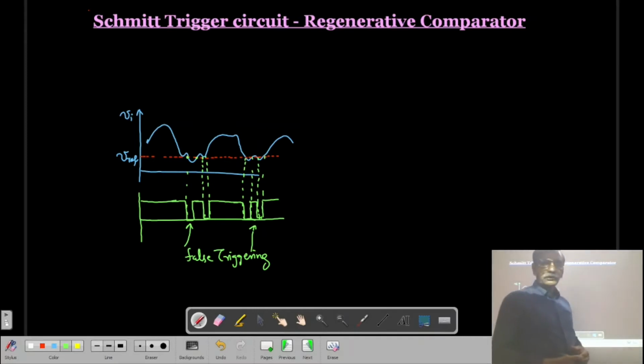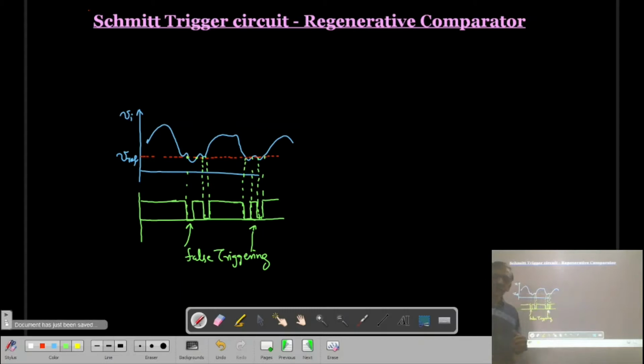So due to this, the output of the comparator is continuously changing from plus V saturation to minus V saturation. If we have connected a relay switch at the output of the comparator, then due to the noise, the relay switch will go on chattering, meaning it will go on and off, and you will not get a stable state. So to avoid this situation, we have a modified comparator circuit known as a regenerative comparator, or another name of this circuit is the Schmitt trigger circuit.